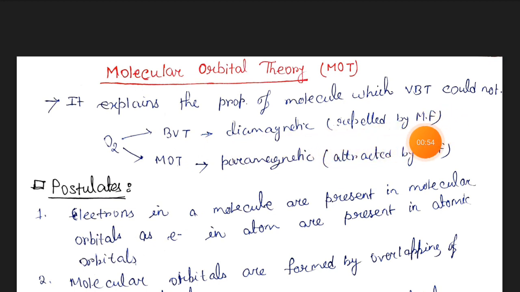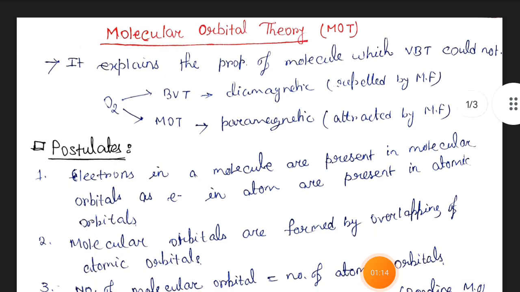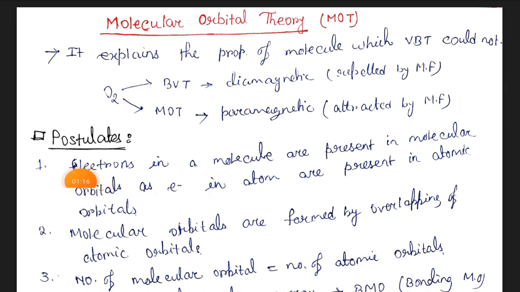That is repelled by the magnetic field. But in MOT, the O2 molecule is paramagnetic, and so it is attracted by the magnetic field. So basically the O2 molecule being diamagnetic or paramagnetic cannot be explained by VBT. So that is the advantage of MOT here. Okay. Next, postulates of this theory.